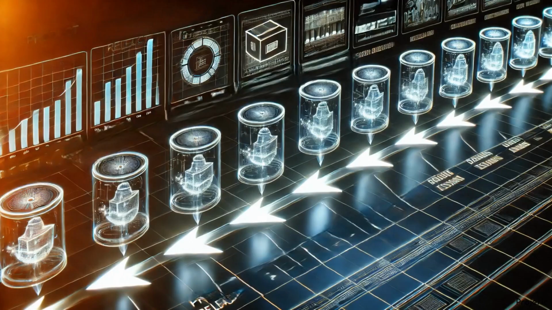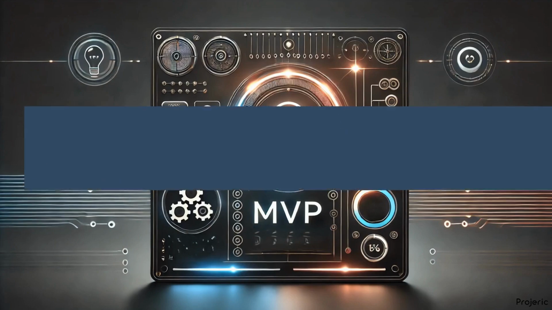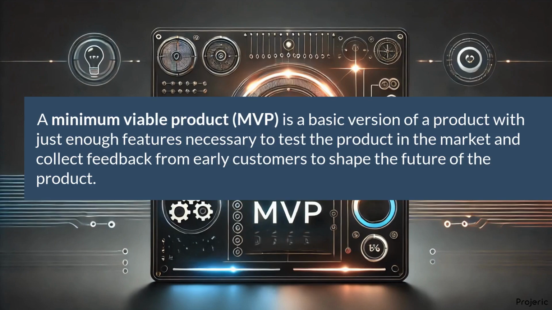However, some project teams may also plan multiple product releases. If possible, a basic version of the product, a minimum viable product or MVP, can be released to customers to generate early revenue and maximize the return on investment. New features may be successfully created in future iterations and added to the product. A minimum viable product, MVP, is a basic version of a product with just enough features necessary to test the product in the market and collect feedback from early customers to shape the future of the product.